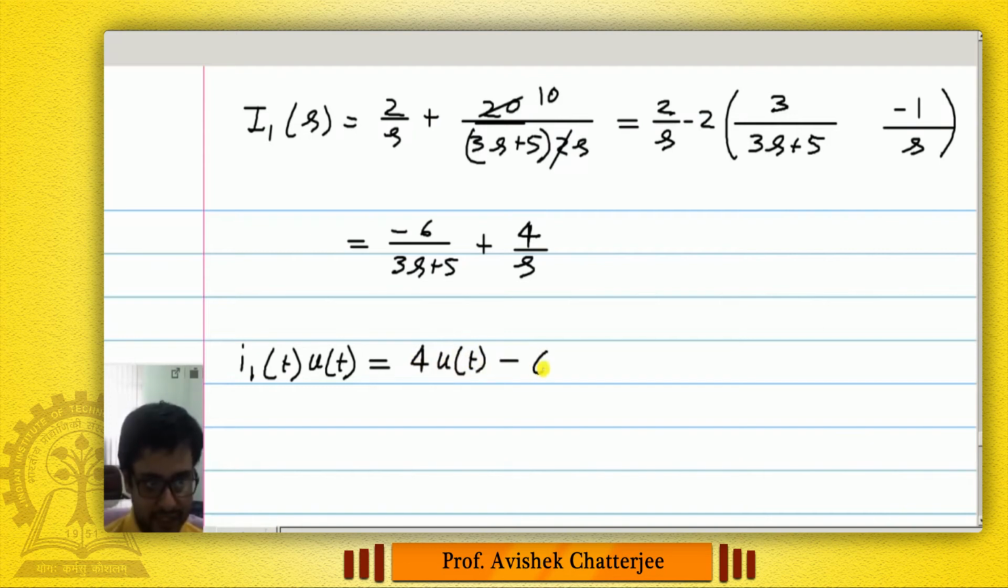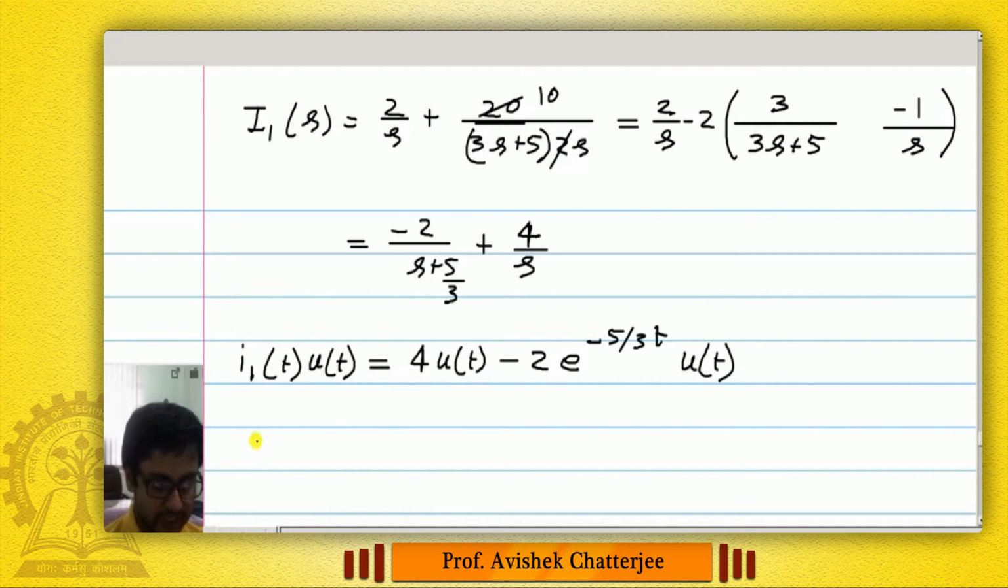then minus 6, let me divide by 3 this one, so let me make it 2, 1 and 5 by 3, right? So then I have minus 2 e to the power minus 5 by 3 t u(t). That is the answer.